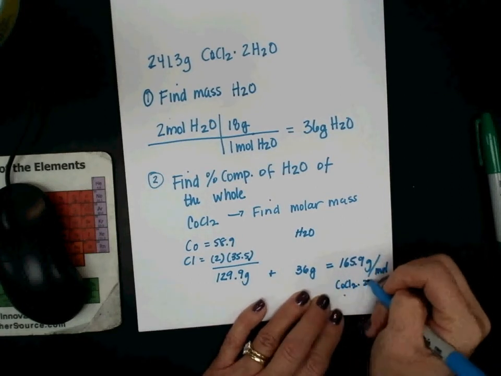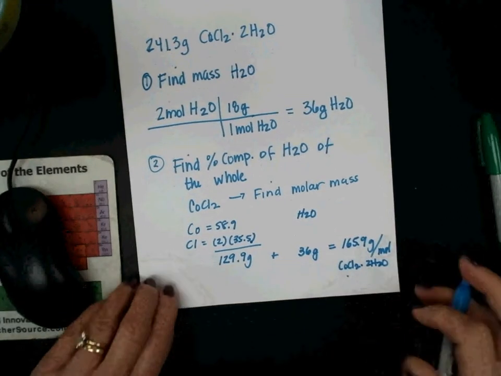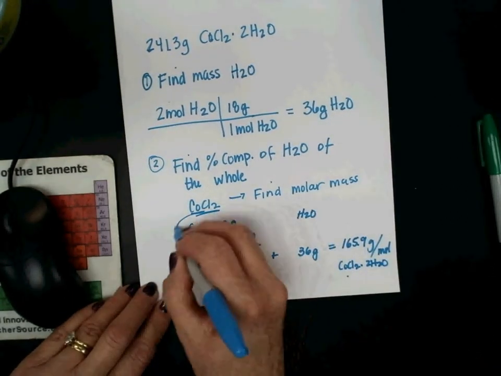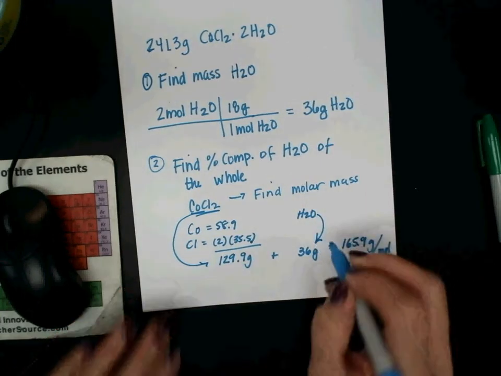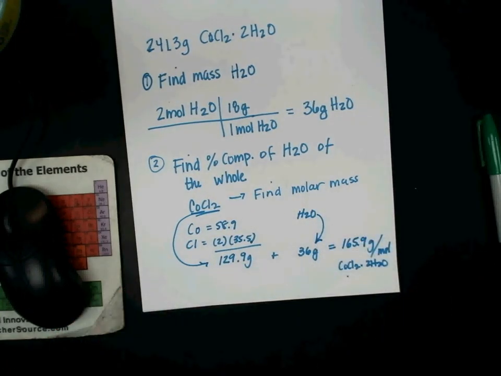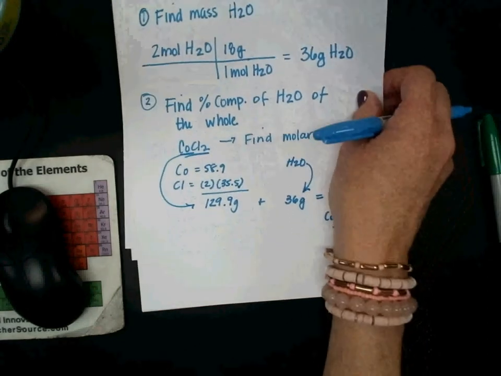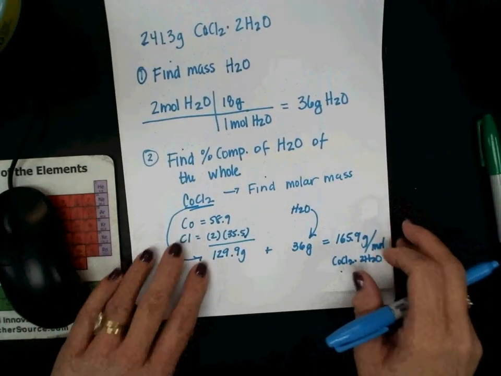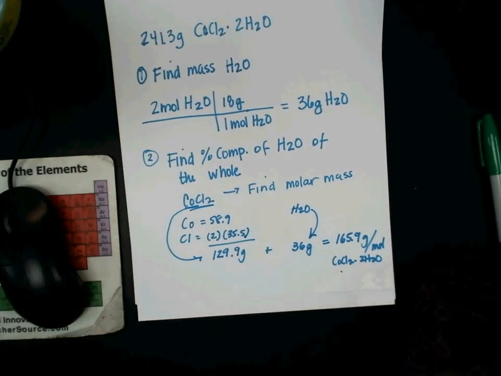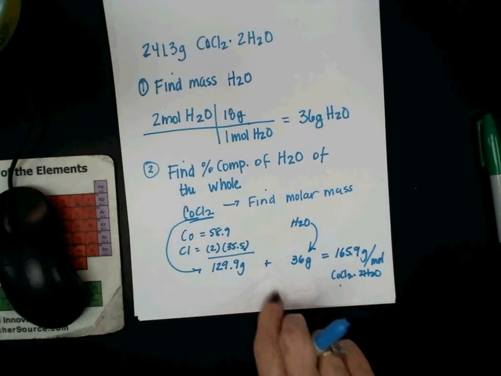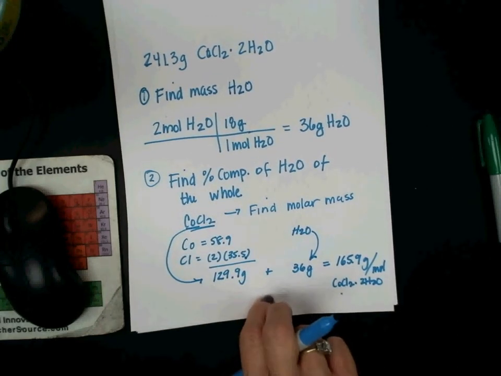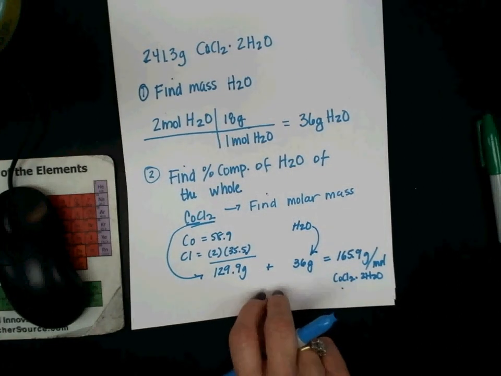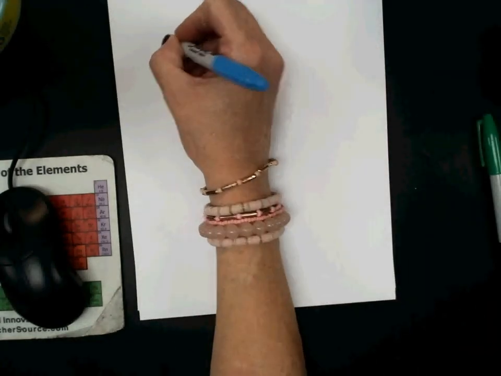CoCl2 with 2 parts H2O. So there's my whole molar mass. This is my part cobalt chloride. This is my part water. Now, of that whole sample, wait, I'm going to wait. Does everybody have that? Can I move it, or are we good? Okay, so of my whole sample, I want to find out what part of that whole sample is mass-wise water. So I'm going to find my percent comp of water.